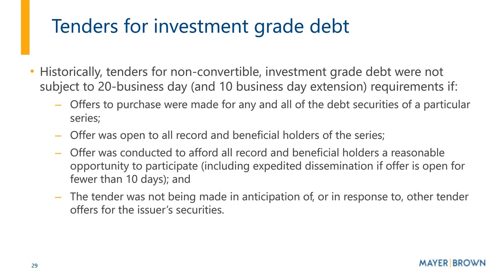The offer was conducted to afford all record and beneficial holders a reasonable opportunity to participate, including expedited dissemination if the offer is open for fewer than 10 days, and practically it never went much below 7 days. The way most people disseminated was through PDFs being sent through DTC and also making them available through a press release, and you could call the information agent. And finally, the tender was not being made in anticipation of or in response to other tender offers for the issuer securities. As I mentioned above, this was the general guidance that was in place until the 2015 rule change.